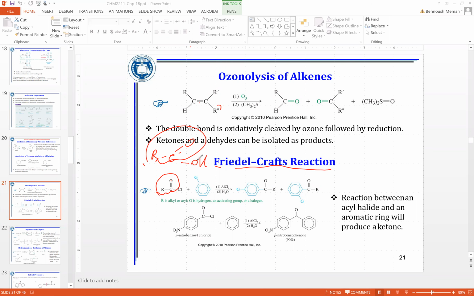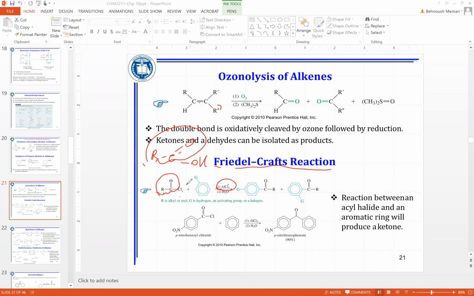But carboxylic acid is not very reactive. If it's not very reactive, because it's stable, it's going to slow down the reaction. But acid chloride or acyl chloride is a very reactive acid derivative, and it's going to react faster. The catalyst that is used here is aluminum chloride.